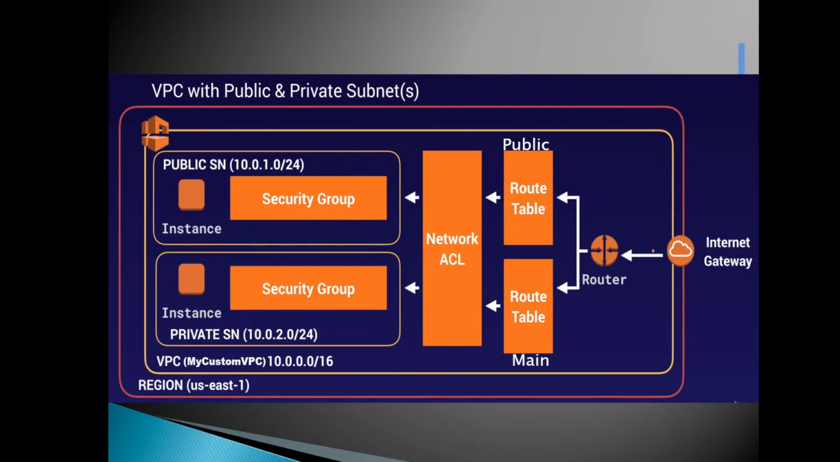Nobody from outside can reach this right now. I can connect to the public EC2 machine over the internet, but I can't connect to the private EC2 machine. Why? Because there is no internet connectivity between the route table and the internet gateway. There is no connectivity there. Agree?